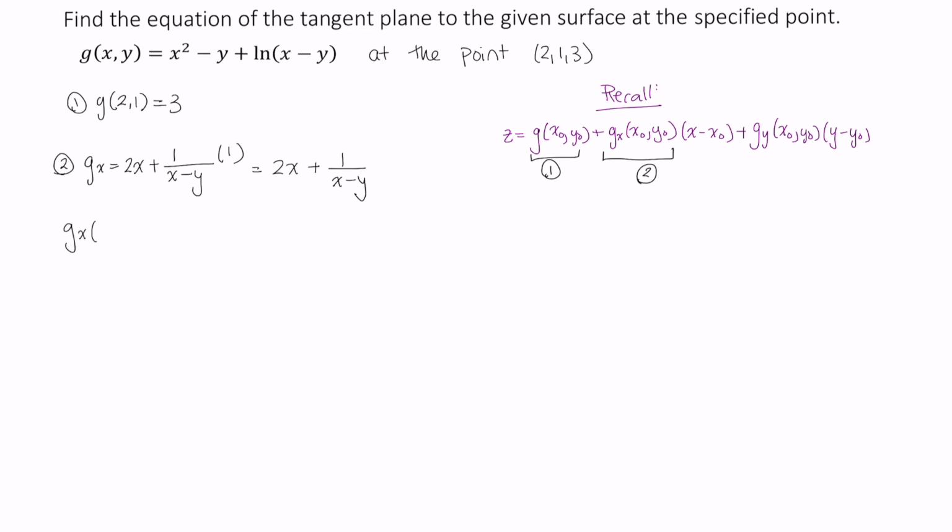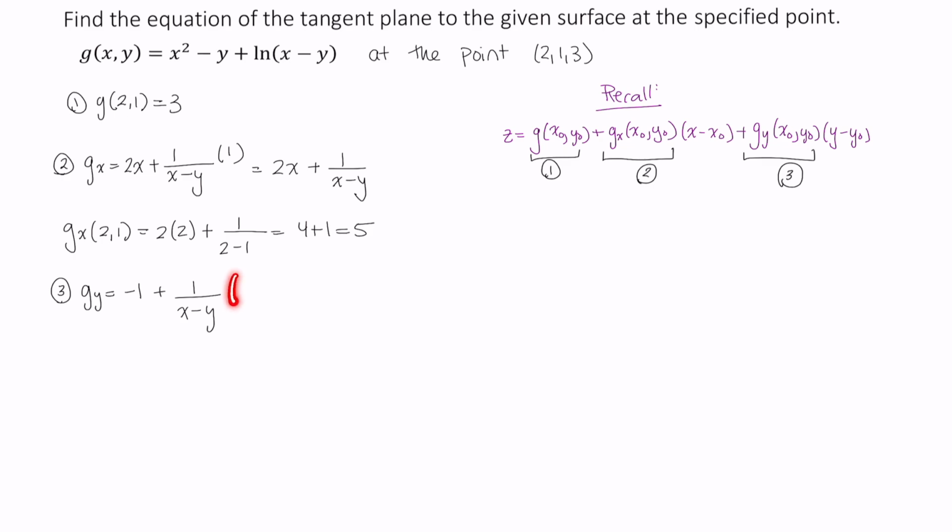So g sub x evaluated at (2, 1), well, that's equal to 2 times 2 plus 1 over 2 minus 1. So this is 4 plus 1 equals 5. All right, so we're done with that portion. So now let's go ahead and find the partial derivative of g with respect to y. So g sub y is equal to, well, the derivative of x squared with respect to y, since we're treating x as constant, will vanish. The derivative of negative y is just negative 1. And the derivative here is going to be, again, 1 over x minus y.